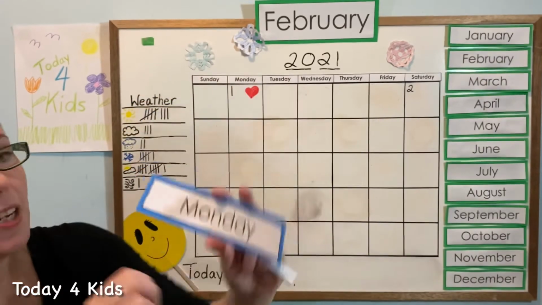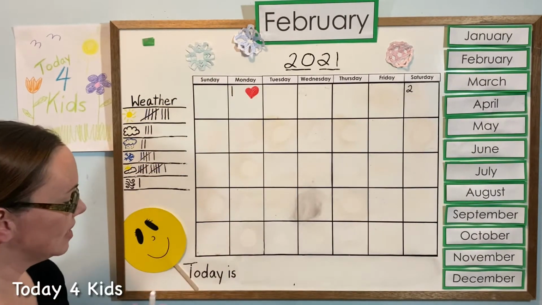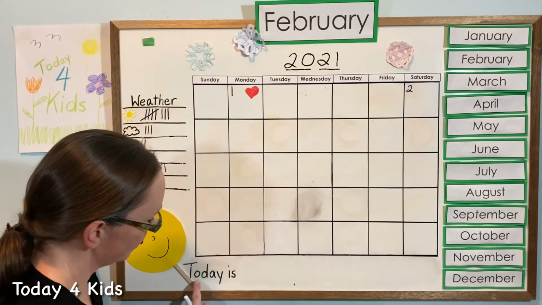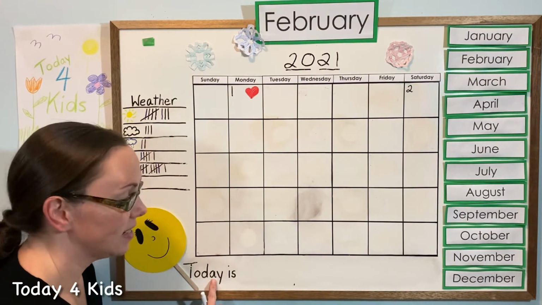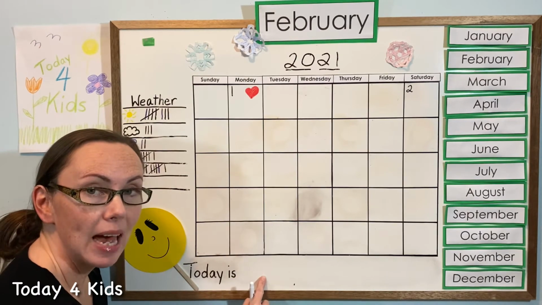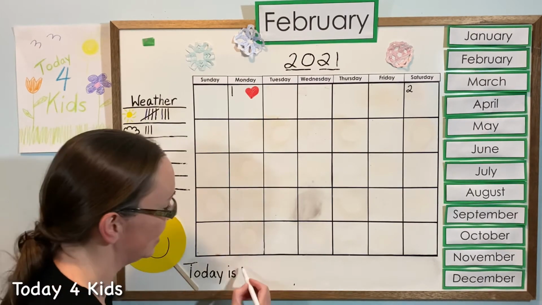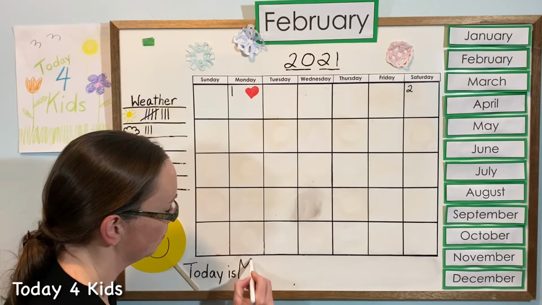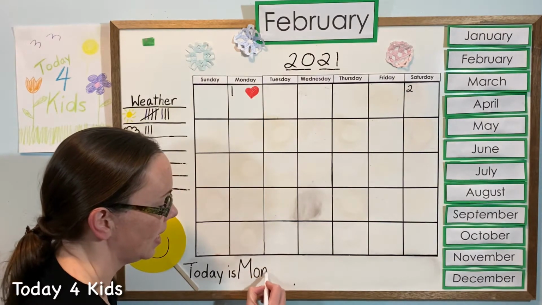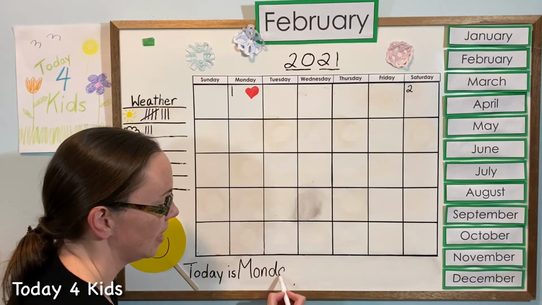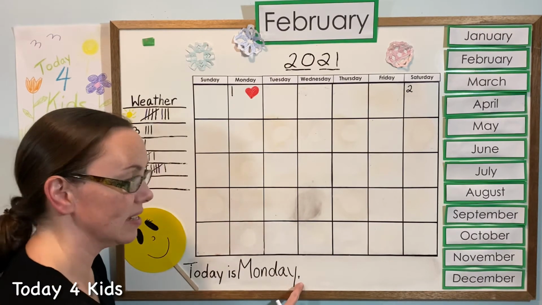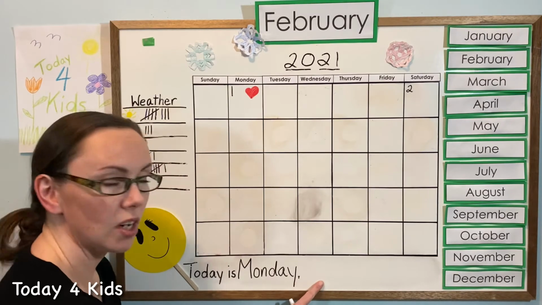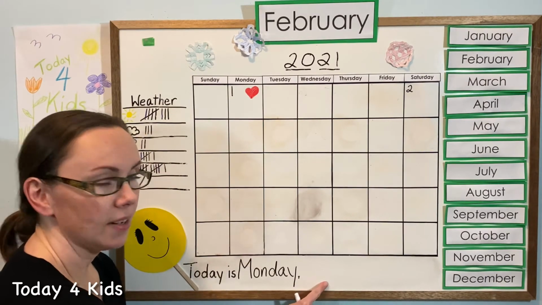M-O-N-D-A-Y. Monday. So I'm going to put Monday in our sentence. Today is a capital T because it's the first word in our sentence, and Monday is going to have a capital M because it's the name of the day. So capital M-O-N-D-A-Y. And then we're going to put a comma there, and that'll remind us to pause before we say the next word, which is the month of the year.